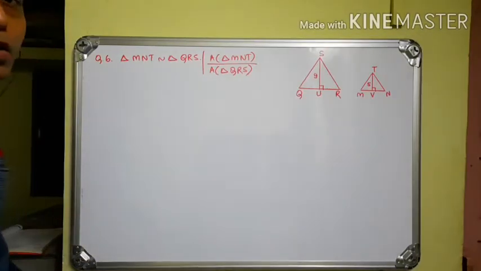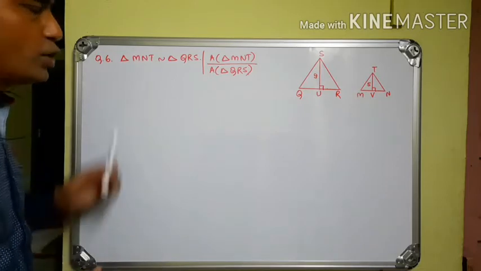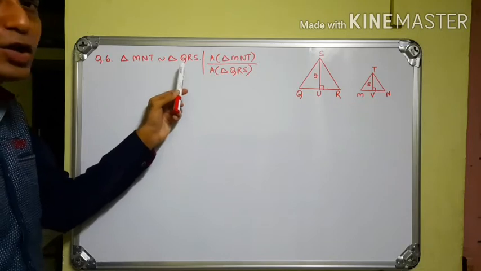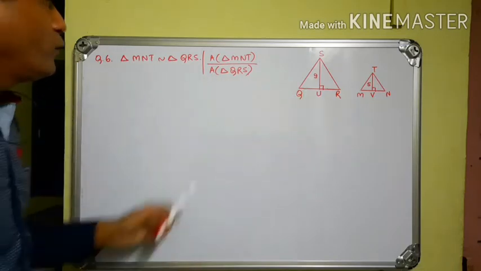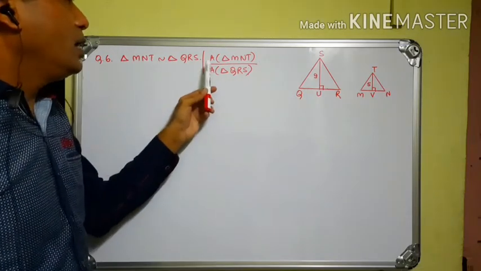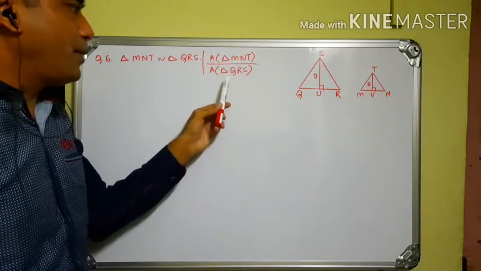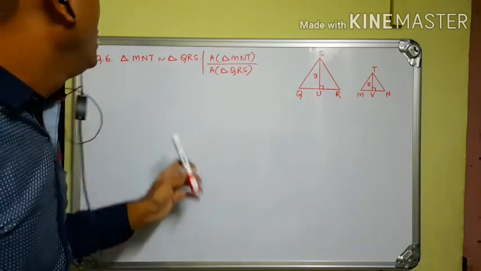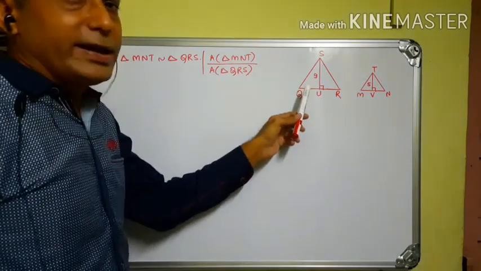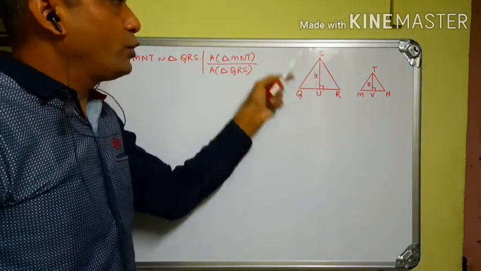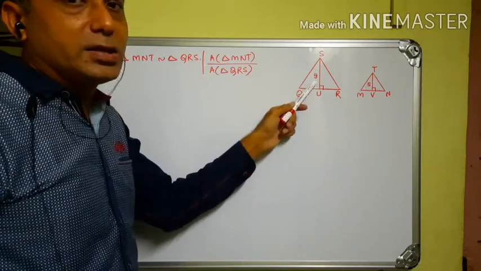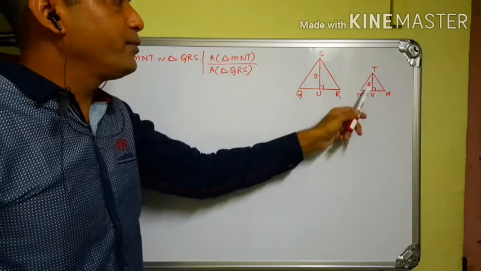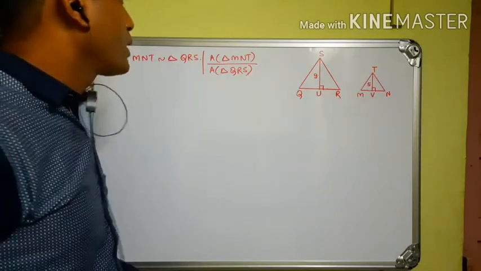Now we'll start question number 6. What is question number 6? Triangle MNT is similar to triangle QRS. We have to find area of triangle MNT upon area of triangle QRS. We have to find this ratio. And it is said that the altitude drawn from point S is 9 centimeter and the altitude drawn from point T is 5 centimeter.